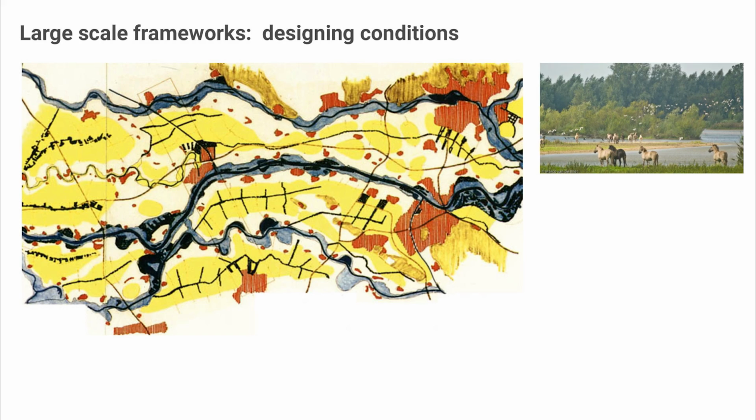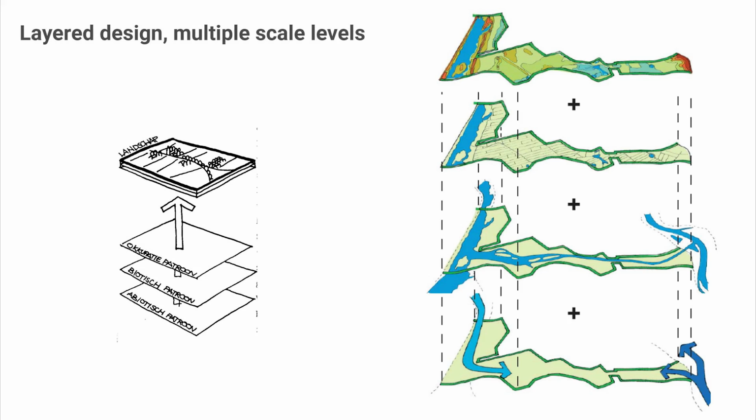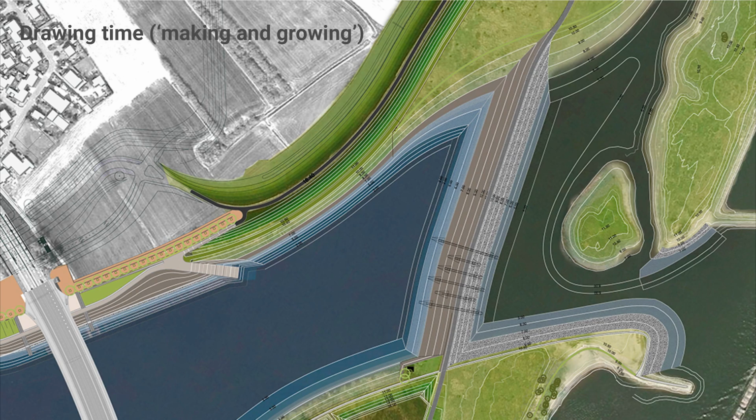Thinking about large-scale frameworks and providing conditions for, for example, natural qualities to emerge, and linking past, future, and present in one plan, trying to keep the options open for the future, while at the same time solving issues now. A layered design, we talked about it, and also the drawing of time. So what can you build and what do you allow to grow?